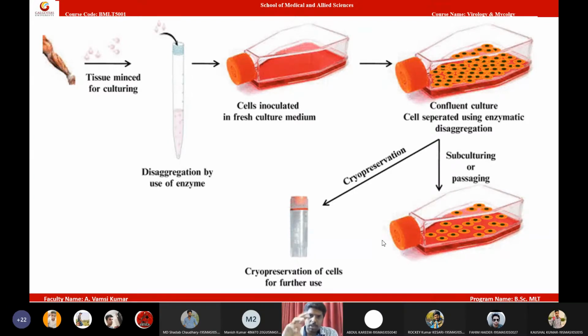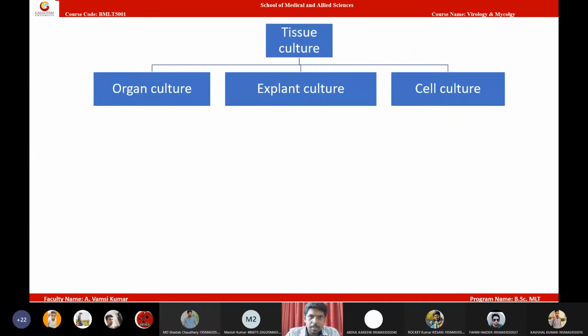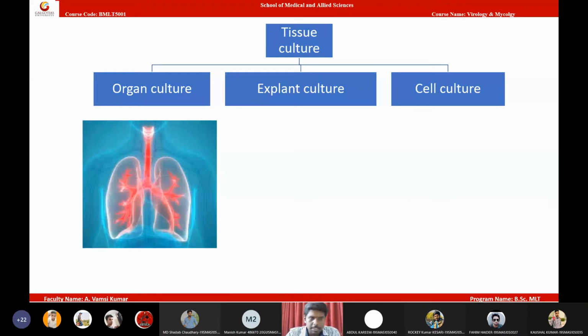Now I will show you different types of tissue cultures. So we have organ cultures. That means organ specific viruses need to be cultivated only in specific organs. For example, coronavirus only grows in lungs, so you need a lung organ tissue culture, or hepatitis only grows in liver. That means you need a piece of liver. Cytomegalovirus only infects your brain, then we need a piece of brain. So such cultures are called organ cultures.